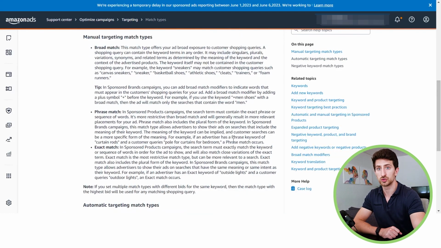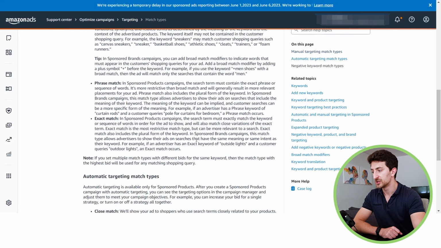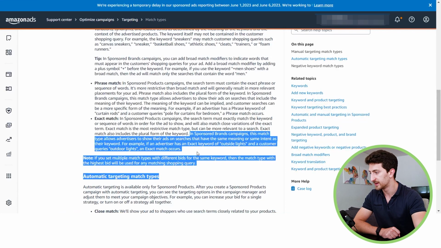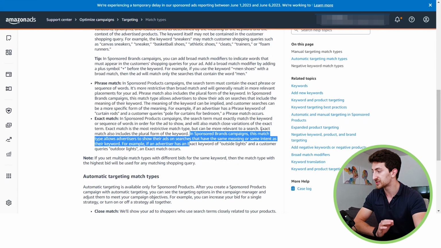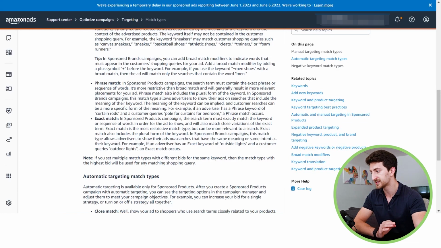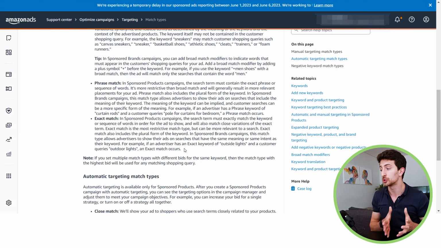And one last thing that I want to share with you is the exact match, and this is for the sponsored brand campaigns. Let's read these 4 last lines. In sponsored brand campaigns, these match types allow advertisers to show their ads on searches that have the same meaning or same intent as their keyword. For example, if an advertiser has an exact keyword of outside lights and a customer queries outdoor lights, an exact match occurs. So it means that if we are targeting the keyword outside lights, we will get as a search term not outside lights, but outdoor lights.